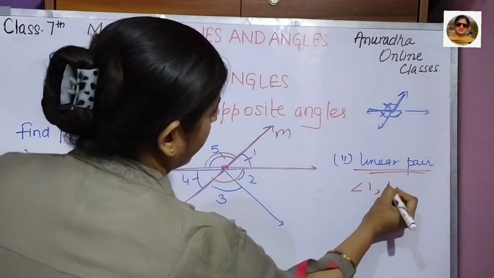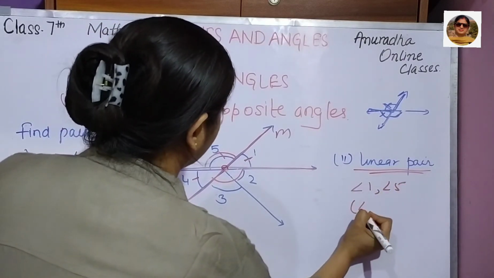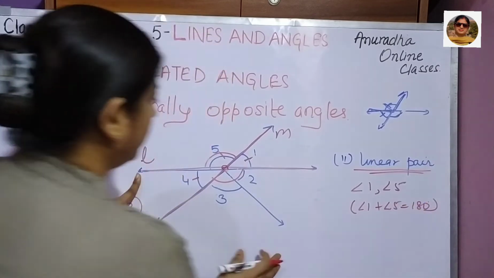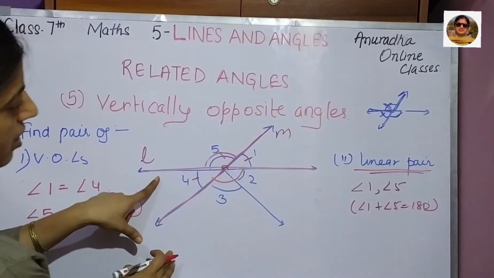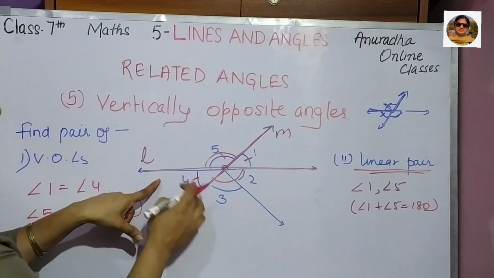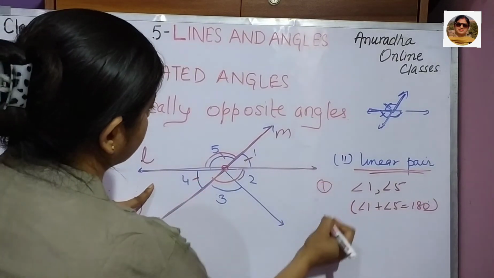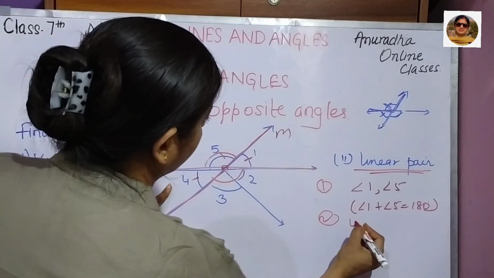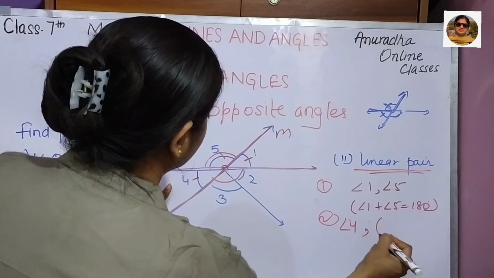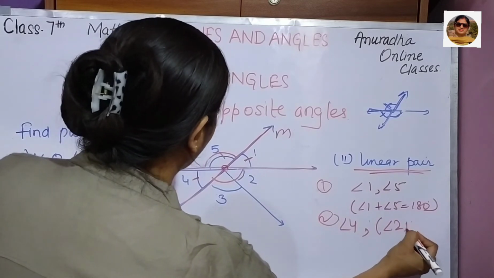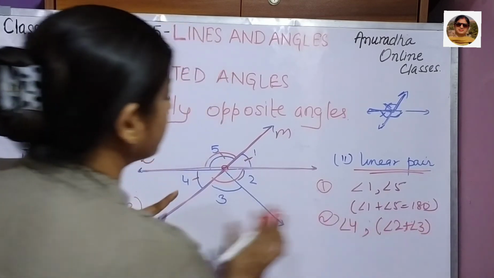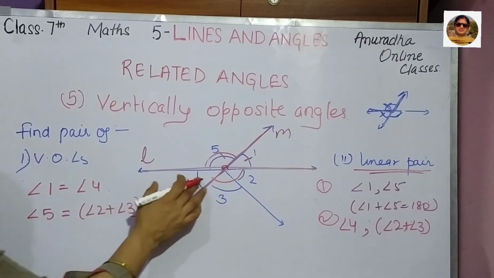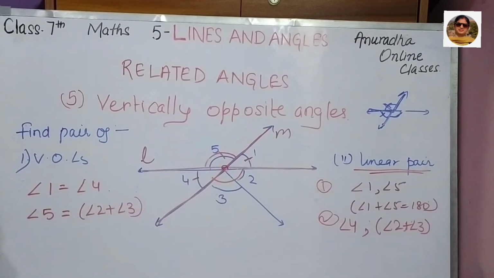Angle 1 and angle 5. Why? Because angle 1 plus angle 5 is equal to what? 180 degree. Right? उसके बाद देखेंगे पेयर है. Second is angle 4 and angle 3, और दूसरा क्या होगा angle 2 and 3 को जब हम add करेंगे then only, otherwise no. When we are adding these two, then we are getting these two linear pairs.